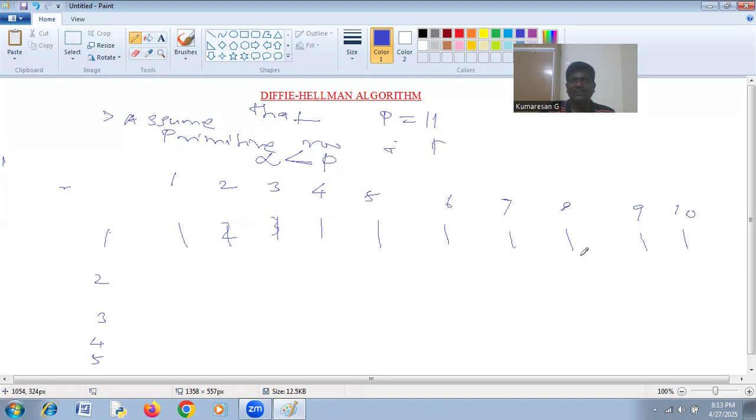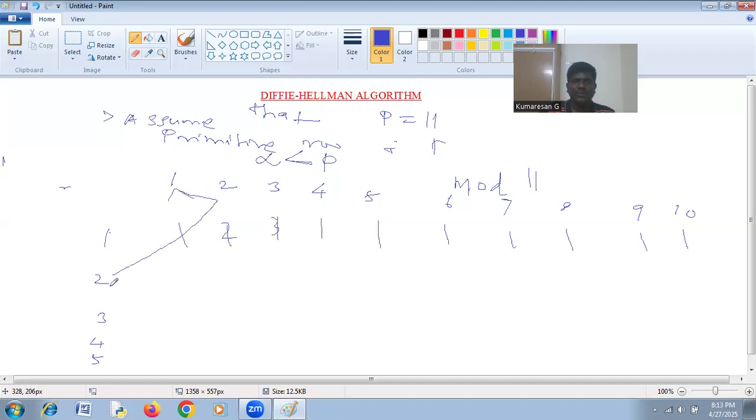Here we are not satisfying the condition. The condition is that whenever we are calculating the power values, we will get all the numbers from 1 to 10. So here we will write it is mod 11. Now we will calculate 2 power 1.